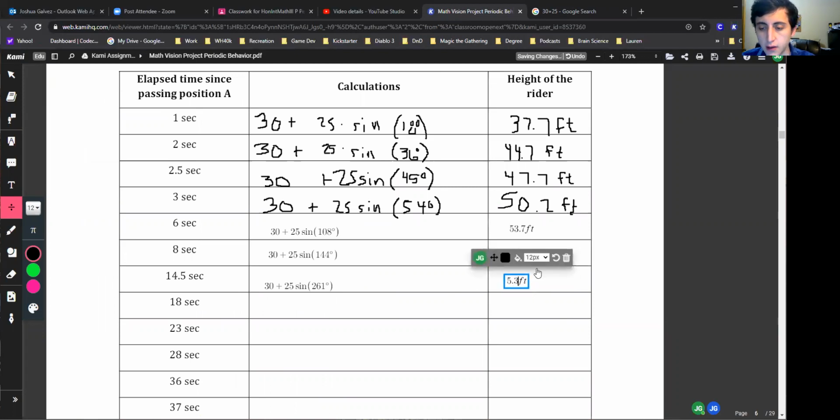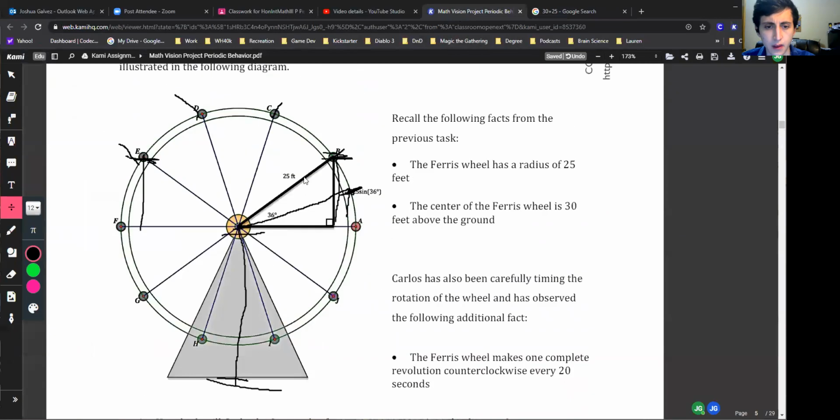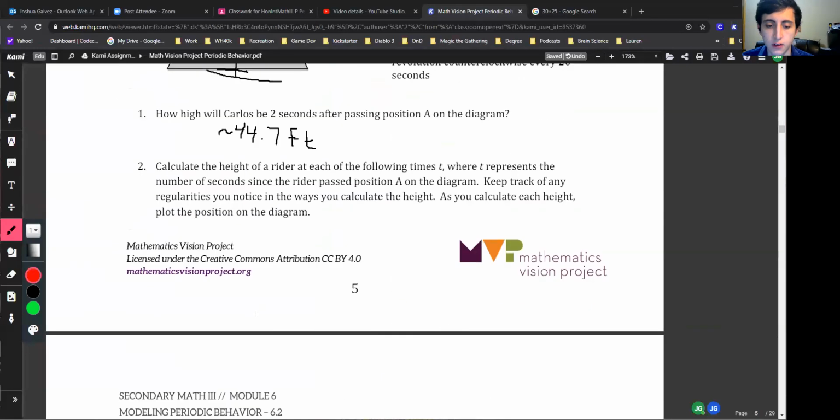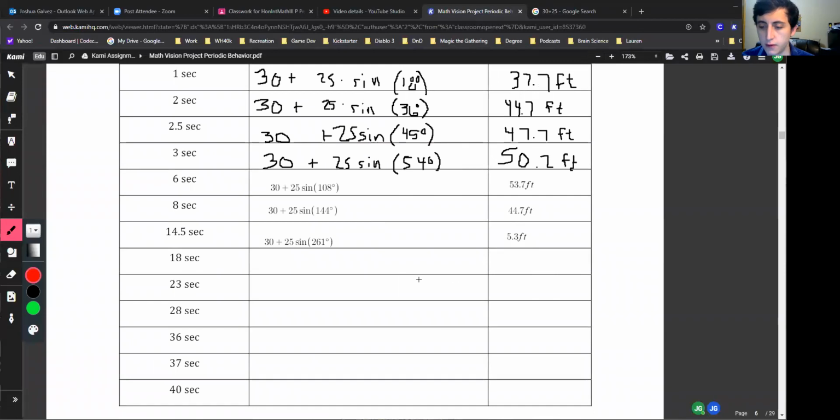So let's take a look at where that is exactly. So here's 2, 4, 6, 8, 10, 12, 14. So again, that's pretty close to the bottom. You're taking this height of 30, and you're finding this height by using the sine, and you're subtracting it off, so that way you only have this height. That's really low to the ground, and that makes sense why it would be 5.3 feet.